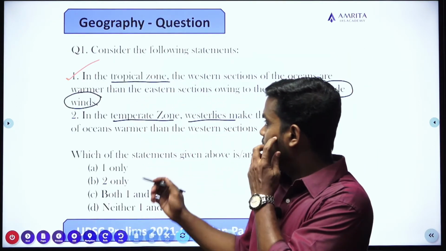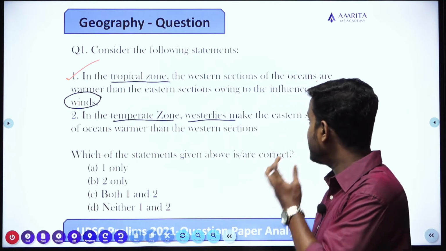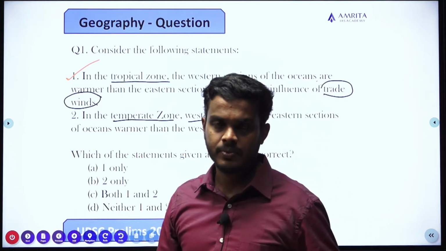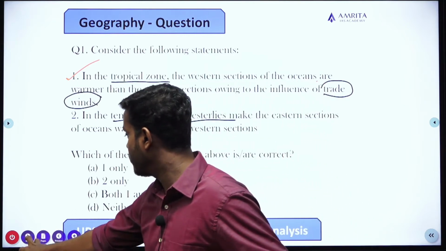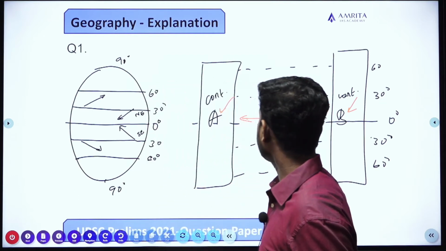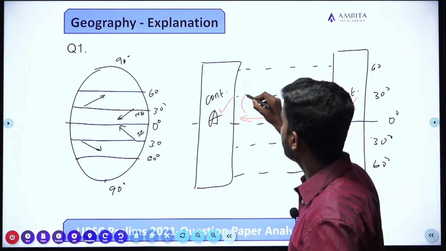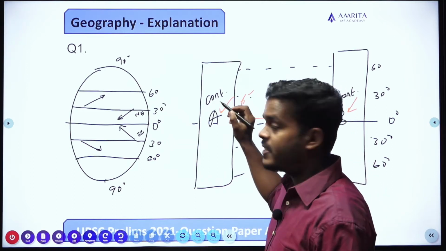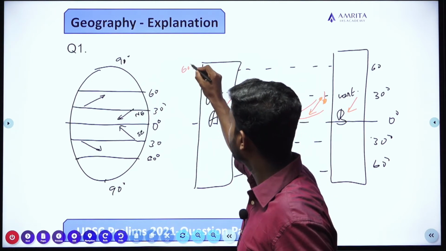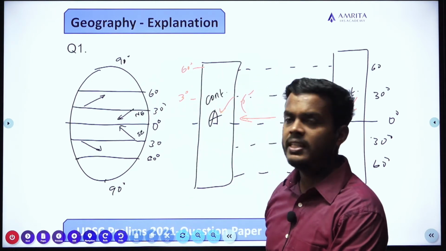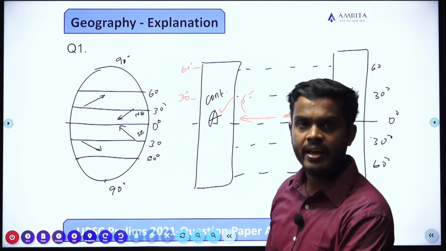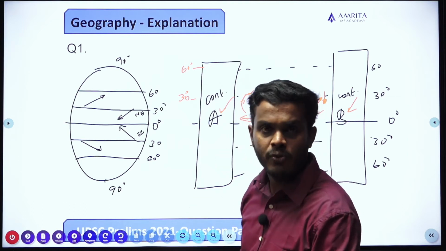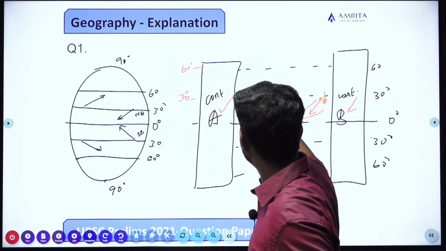Okay, now in the temperate zone, westerlies make the eastern sections of the ocean warmer than the western sections. Okay, so along the temperate zone, now we will go back to the slide again. Now what happens? The water will start to flow like this. Westerlies are present in the latitudes between 60 degree and 30 degree. So these westerlies pull away the water from the western parts of the ocean to the eastern parts of the ocean.